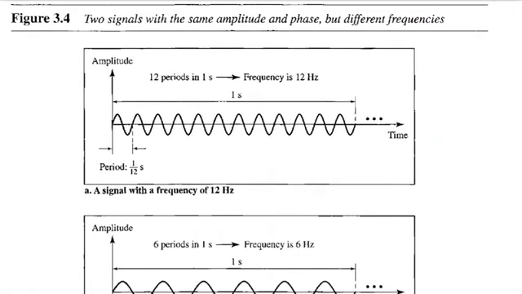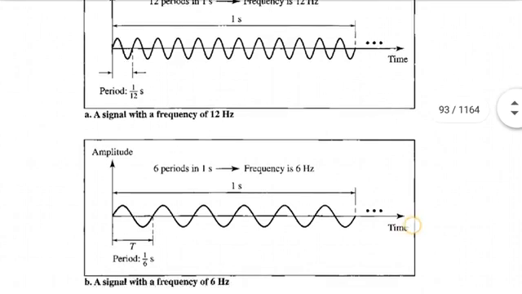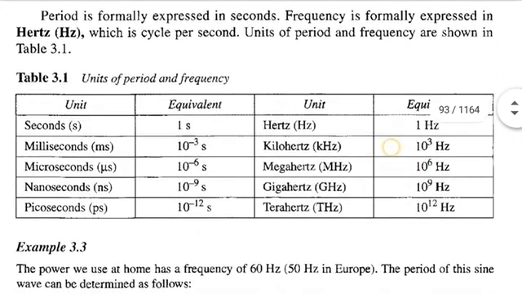Two signals with the same amplitude and phase but different frequencies. Period is formally expressed in seconds. Frequency is formally expressed in hertz, which is cycles per second. Units of the period and frequency are shown here.